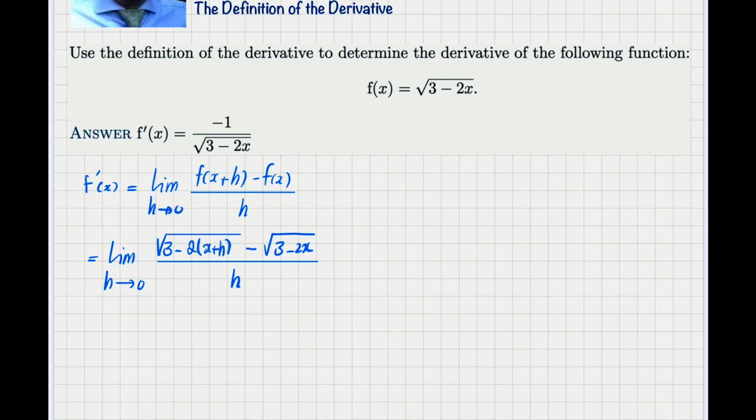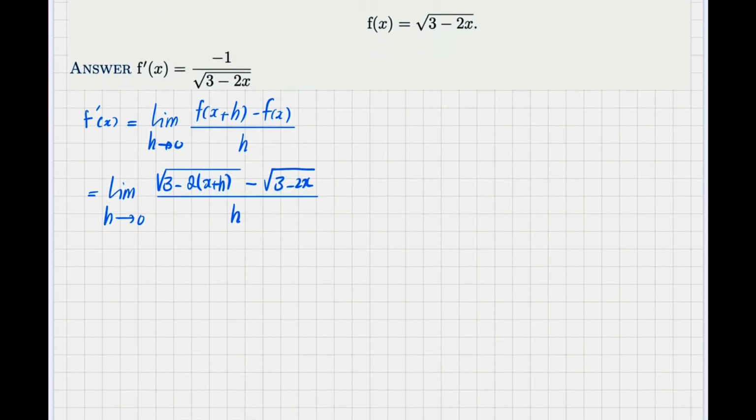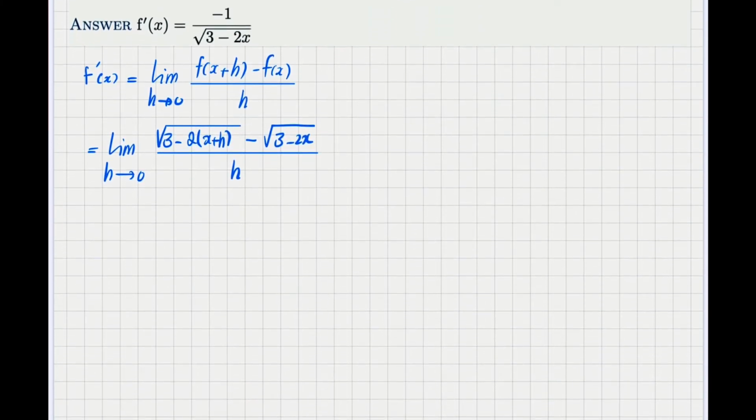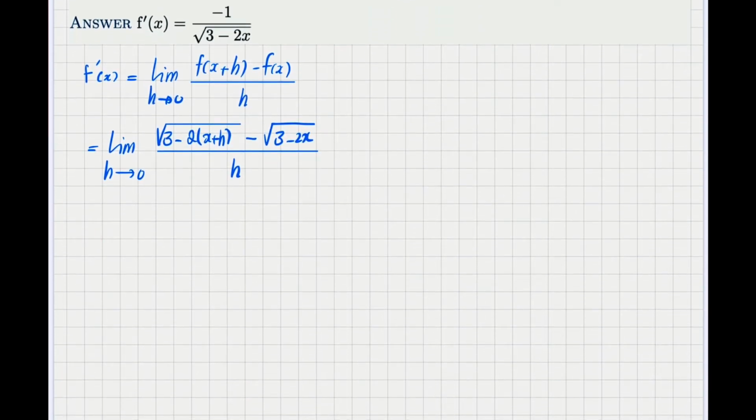h goes to 0. Of course you see that right now I cannot put h equal to 0 because the denominator becomes 0. So what I need to do, this is a trick that you need to know, is multiply the numerator and the denominator by the conjugate of the numerator. So what does it mean?